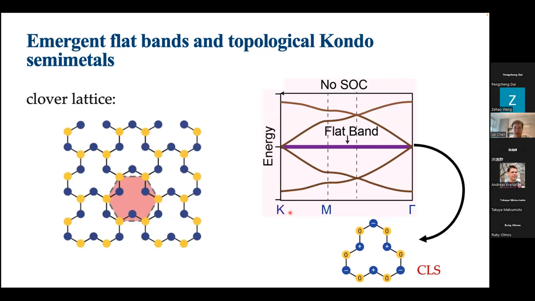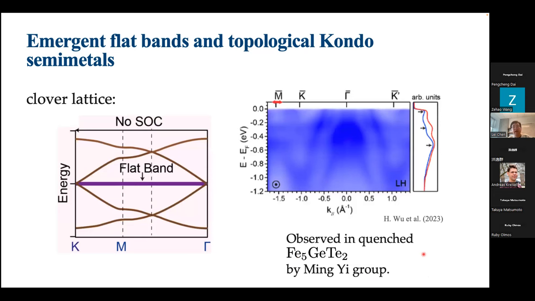Instead of directly simulating 3D materials, we focus on a simpler case, which is the 2D version of this kagome lattice. You can see that because of the quantum interference, you would have this flat band, which is close to flat in the system. This flat band can also be described by compact localized states. This kind of lattice is actually not artificial, and it has recently been synthesized in these iron germanium FGT materials by Ming-Yi's group, and these flat band features have also been observed spectroscopically by ARPES.